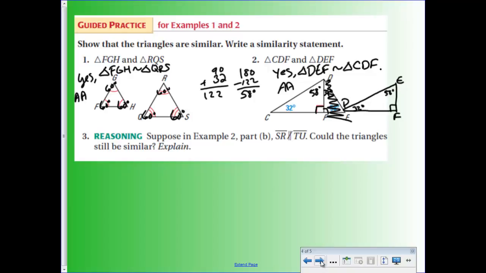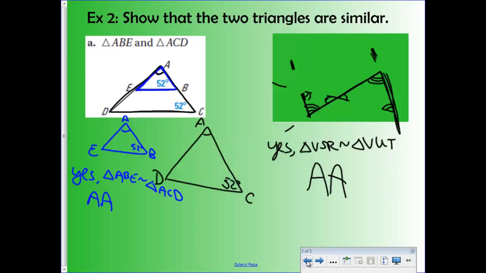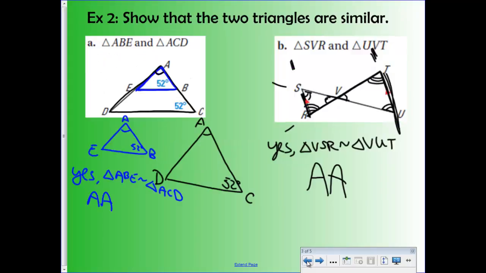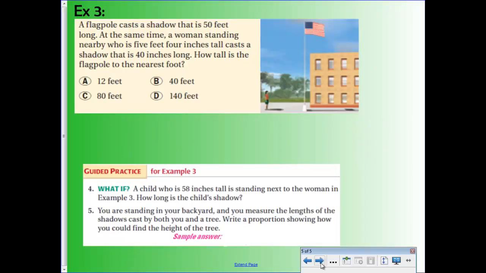Number 3 says, suppose in example 2, this question on the previous page, I'll get there in a second. If the lines are not parallel, can the triangles still be similar? If these lines are not parallel, are we going to have congruent angles in there? No. The only time we can say we have alternate interior angles that are congruent is if the lines are parallel. Nice job, Dylan.